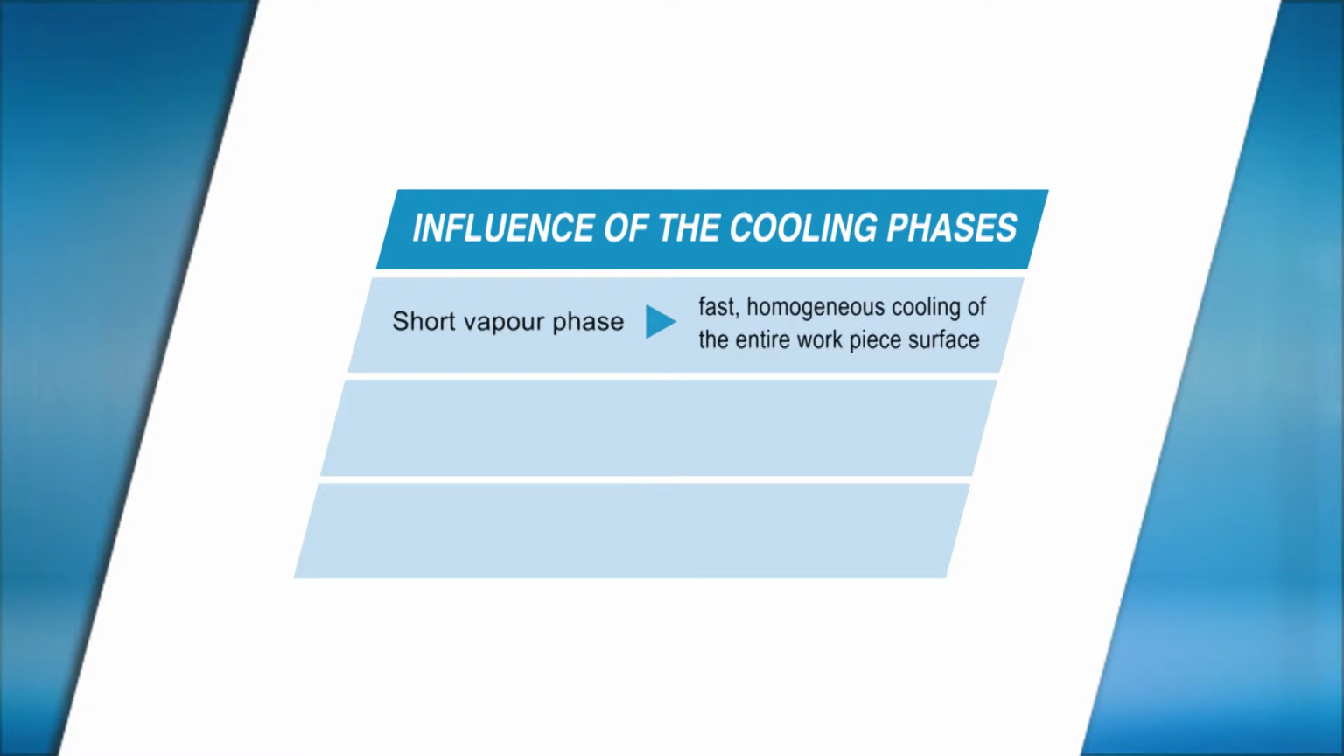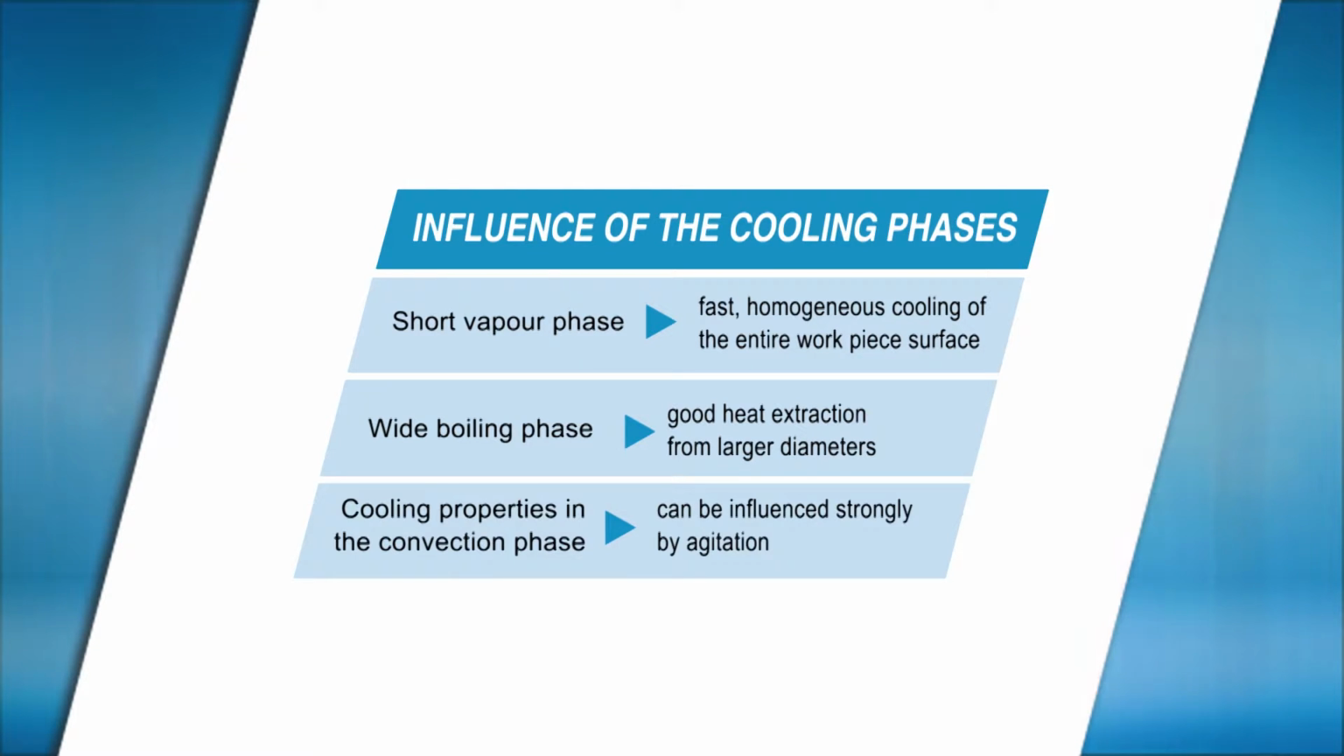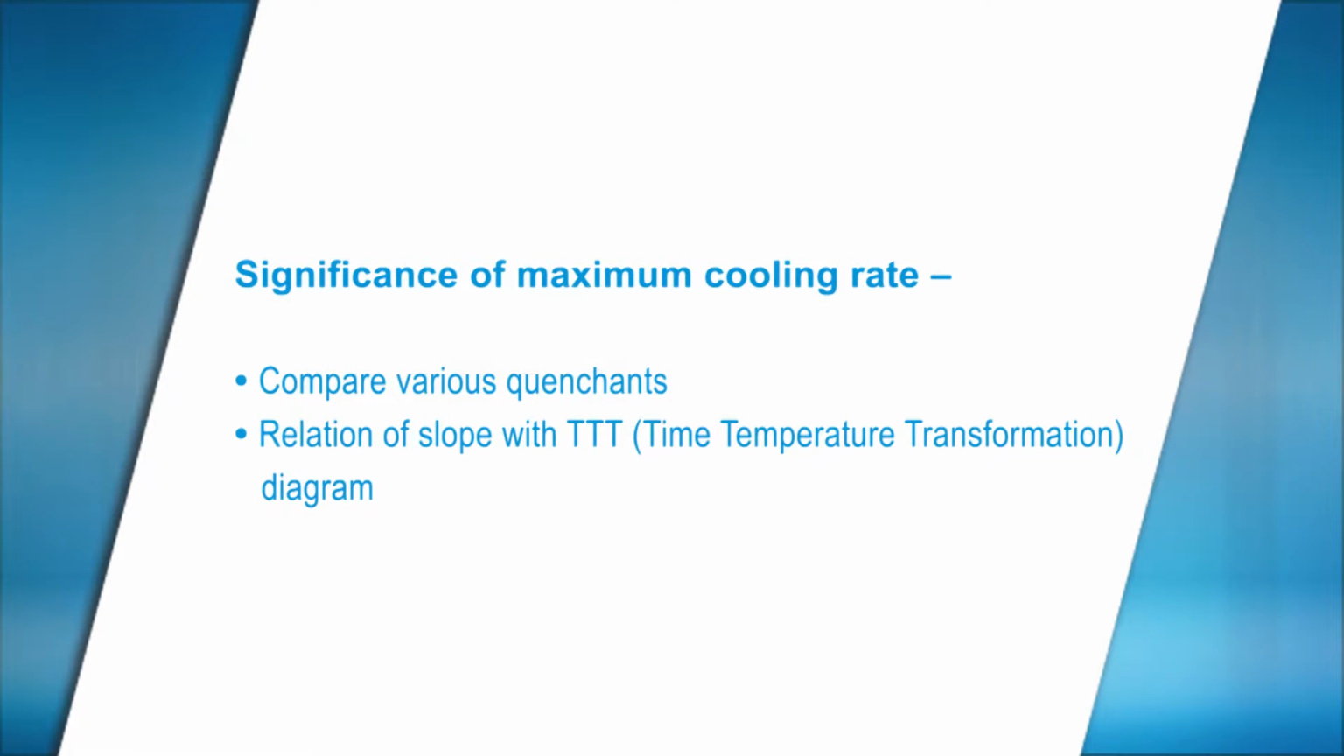A shorter vapor phase gives fast and homogeneous cooling of the entire surface of the workpiece. Wide boiling phase gives good heat extraction in large diameter components. Cooling in the convection phase can be influenced by circulation of the quenchants. Significance of maximum cooling rate. The maximum cooling rate can be used to compare various quenchants. The relation of the steep slope of temperature versus time curve and its position in relation to the time-temperature transformation diagram is of utmost importance.